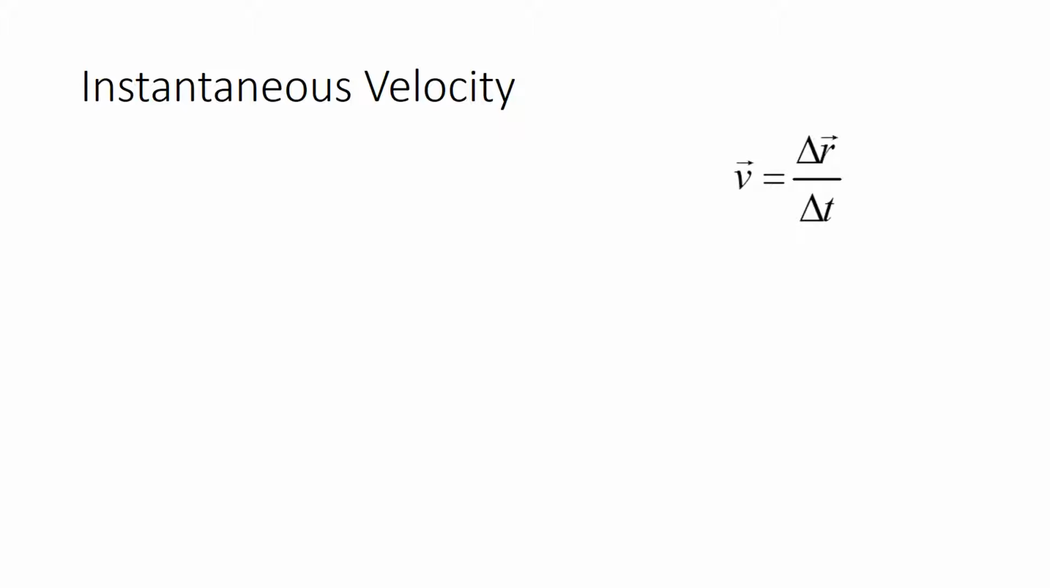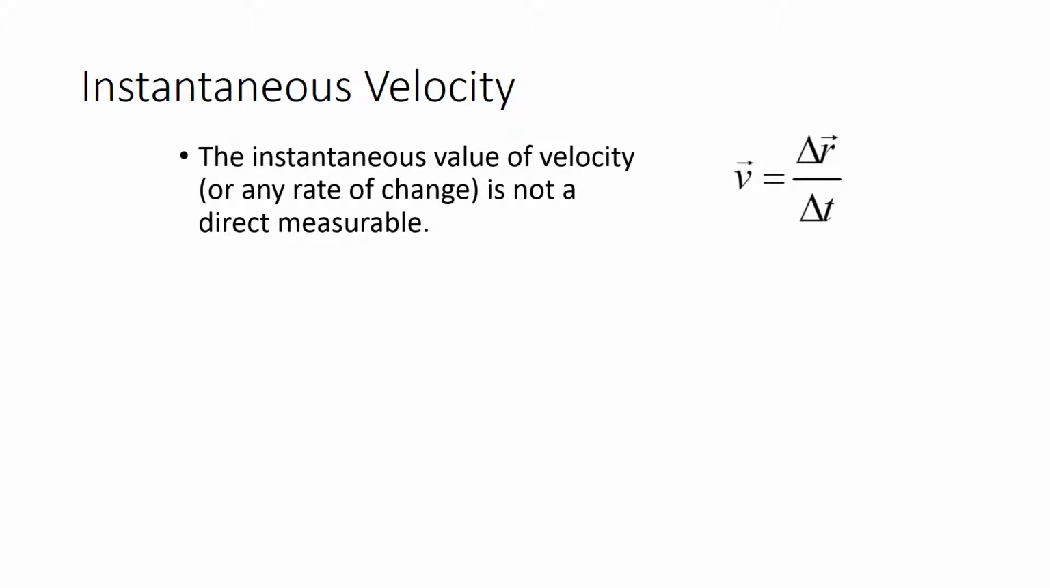Now, if we were looking for instantaneous velocity, we would have to have the value at a specific instant. But it's not a direct measurable because v, by its nature, has a time interval and a space interval, what we call a displacement, a space interval, and a passage of time. So you cannot have a zero passage of time and still have motion. So the instantaneous velocity is not directly measurable.